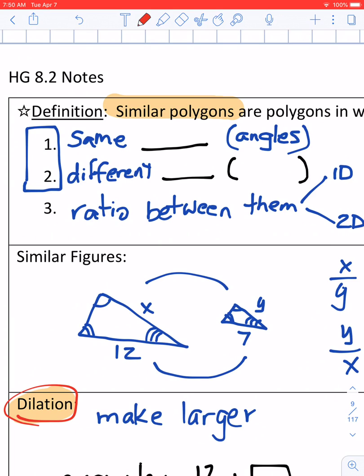All right, same shape is idea number one, and different sizes. Now the shape refers to the angles and the sizes refer to the sides. Now when we think about these sides, they need to have a ratio between them. And that ratio between them has to be, important word, constant.